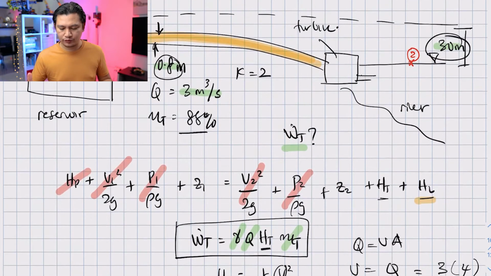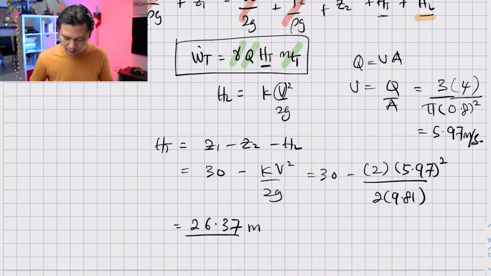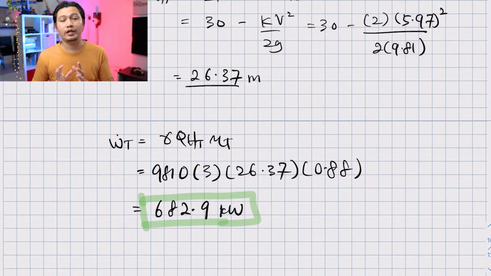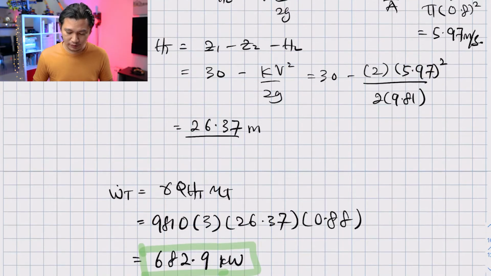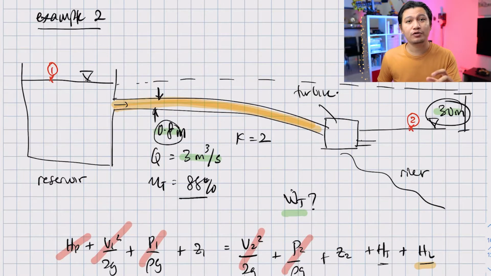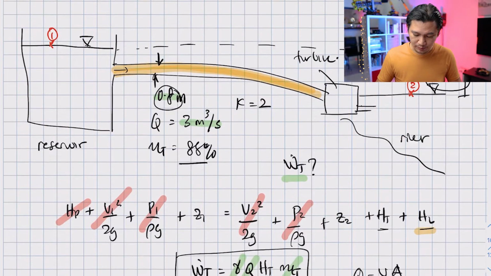The question asks for the power that the turbine produces, and the power that we found is 682.9 kilowatt. We already assumed that this power is going to be huge. I've told you before that it's going to be hundreds of kilowatts or even megawatts. So now when we get 682.9 kilowatt, it's got to be the correct answer for problems that are in this scale. And now we are going to be moving on to our next example, which is example number 3.